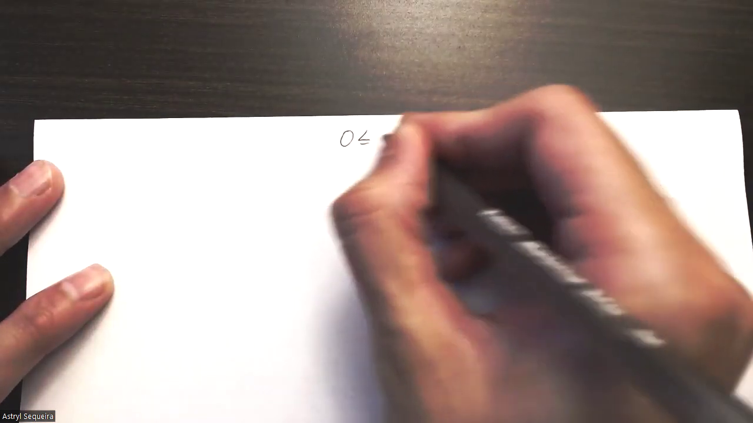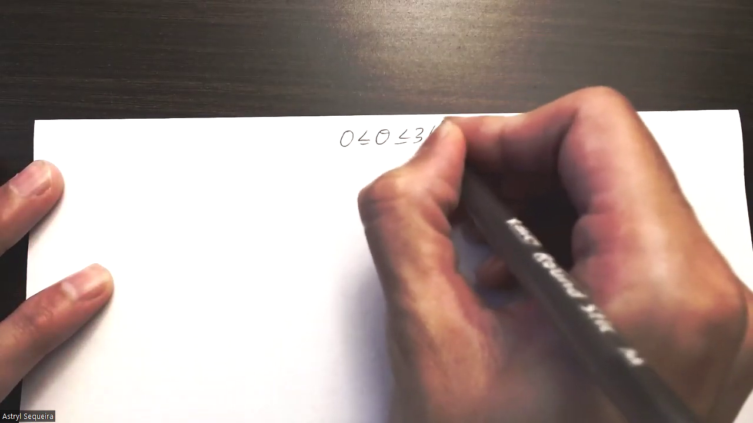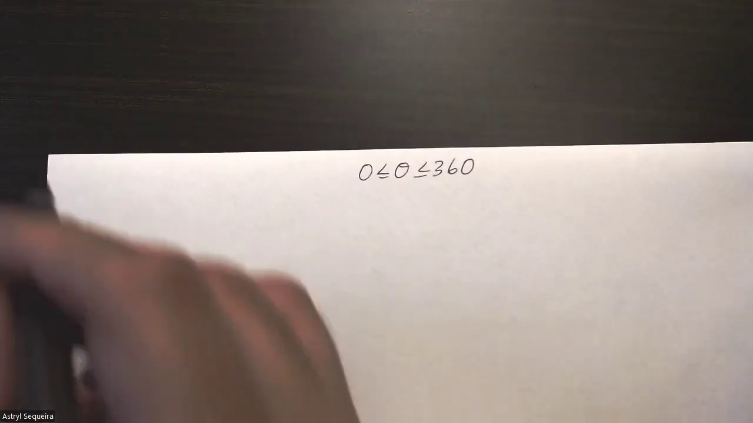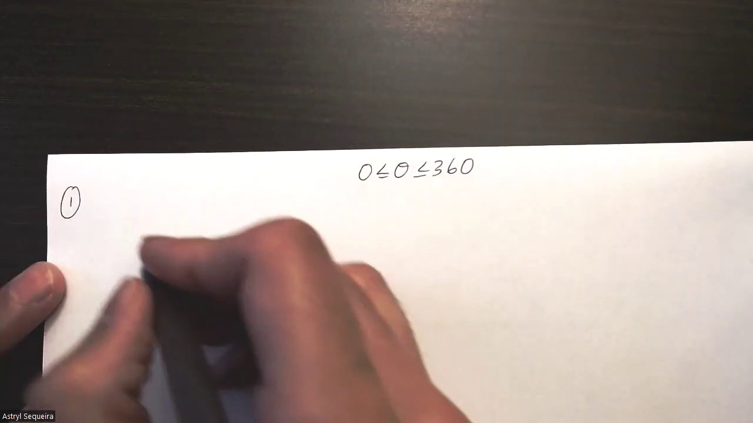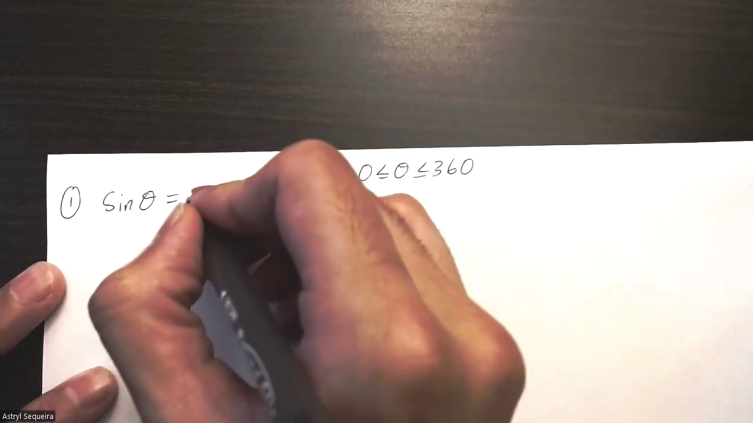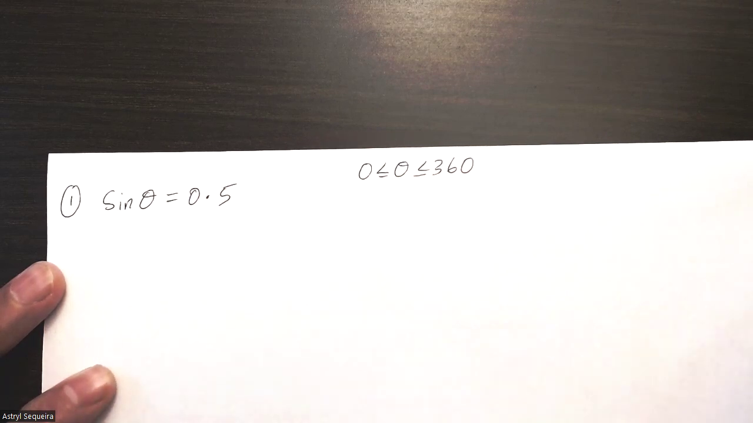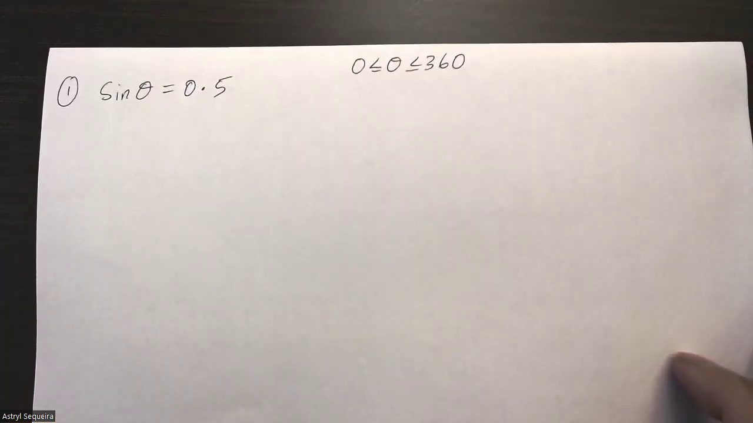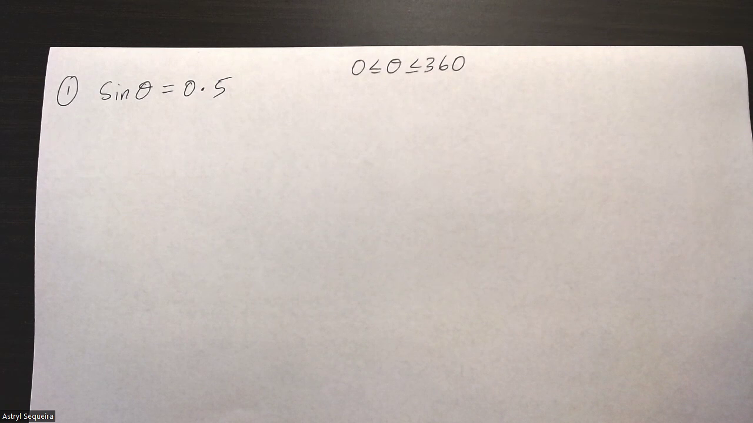Okay, so, like I said at the start of the video, we use the CAST rule to solve trigonometric equations. So what is a trigonometric equation? Again, remember all the questions I'm doing right now are between 0 and 360 degrees. So let's start with the first question over here. I'm going to start with sine theta equals 0.5, for example. I'm also going to stick with a calculator for this video. Make sure your calculator is in degree mode because we're working in degrees.